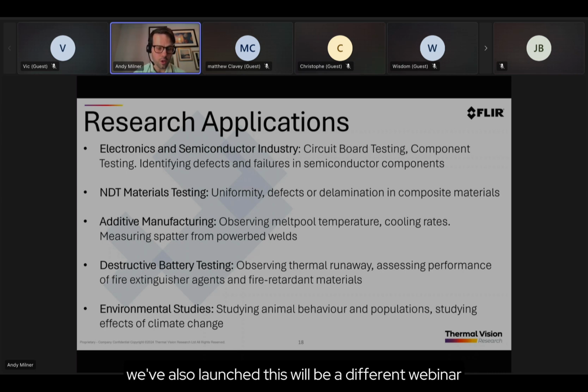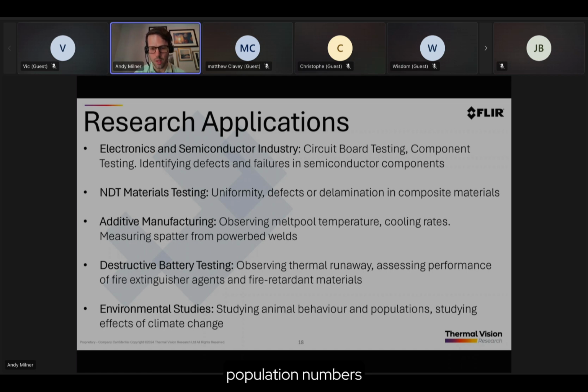We've also launched, this will be a different webinar, but we've launched thermal vision ecology. So this is more focused on environmental studies. We've been doing a lot with the ecology community, looking at bat surveys and any kind of mammal and bird behavior. They use our cameras to study population numbers, where they're roosting, and it can be used to see the effects of climate change and see what is affecting animals' behaviour.